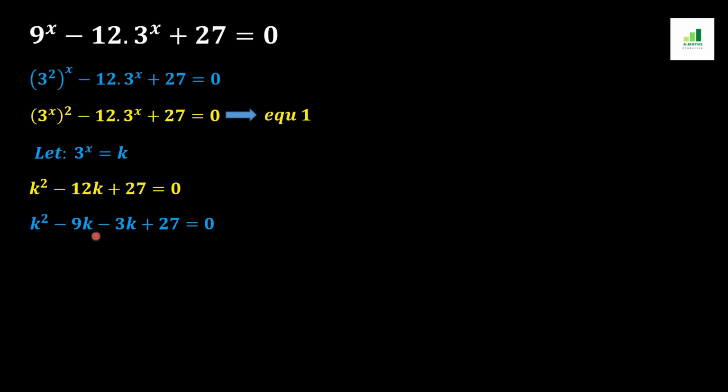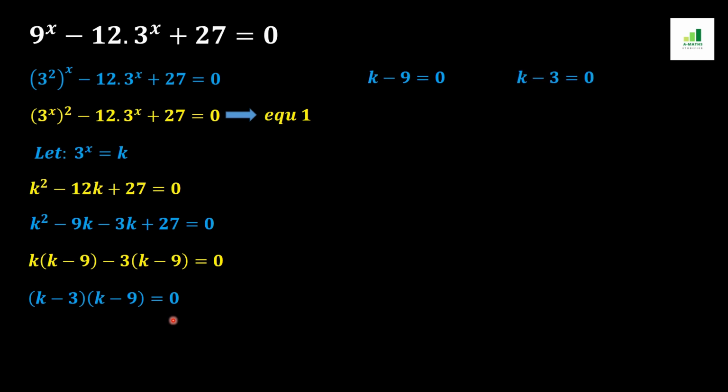Now in the next step we should take k common from both of these values, and after taking k common, k minus 9 will be the remainder. Now we should take minus 3 common from both of these values, and k minus 9 will be the remainder. Now in the next step we should take k minus 9 common from the whole expression, and k minus 3 will be the remainder, and equal to 0 will remain the same. Now in the next step we should take k minus 9 equal to 0 and k minus 3 equal to 0. Now we should solve one by one the values for k and then 3 to the power x.